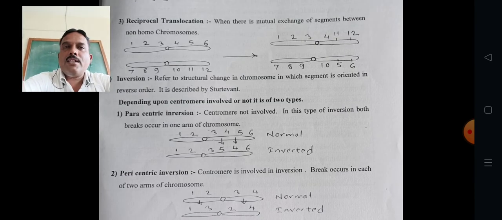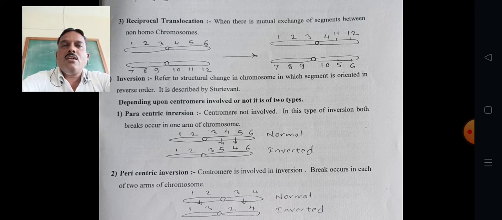Third type of translocation is the reciprocal. Reciprocal indicates mutual exchange of segments between non-homologous chromosomes. How will this mutual exchange occur? We have 1, 2, 3, 4, 5, 6 on the first chromosome, and the same structure, genes 7, 8, 9, 10, 11, 12, present on the second homologous chromosome.